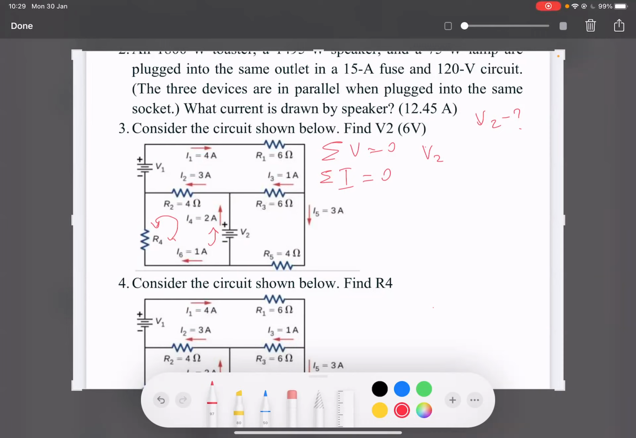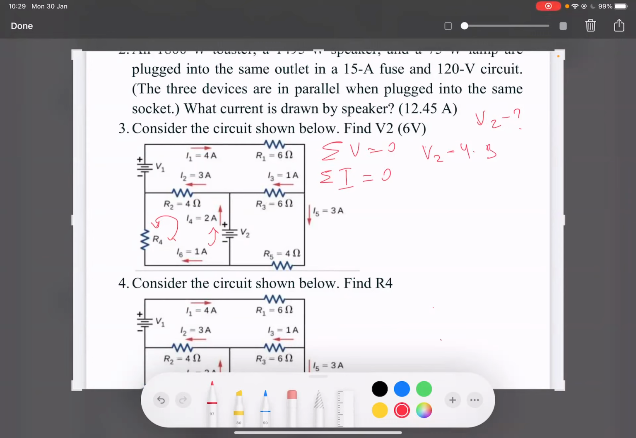Then you have to follow the loop, and it comes across R2. When current passes along this loop in R2, there will be a potential drop. That means minus 4 ohm multiplied by the current, which is 3 amperes. I will not write units. 4 ohm multiplied by 3 amperes. It has to be negative because it's going along the loop.